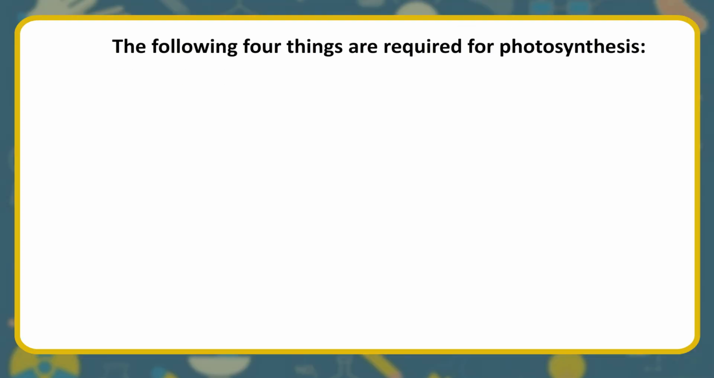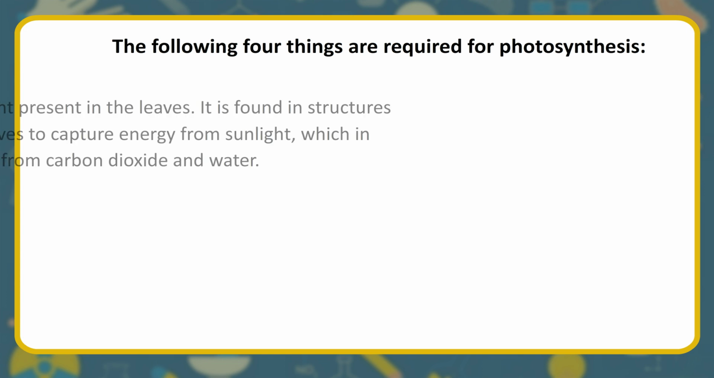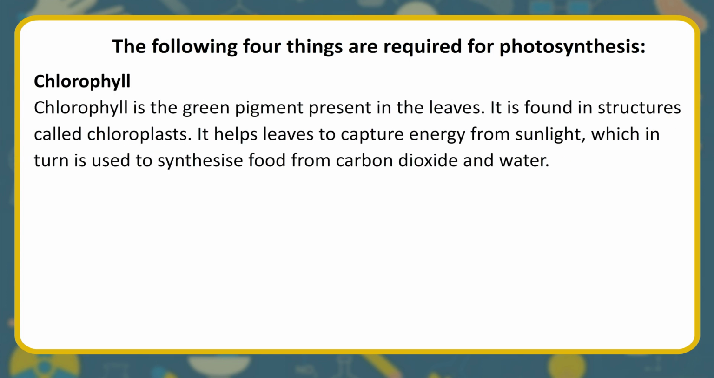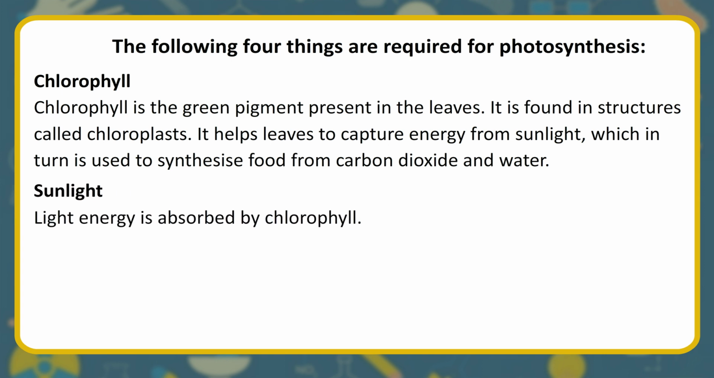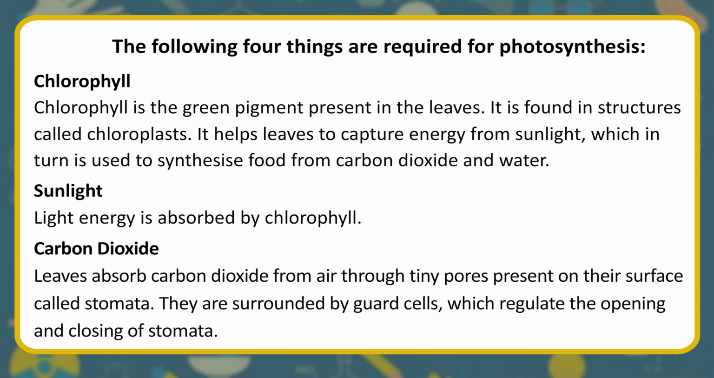The following four things are required for photosynthesis. Chlorophyll. Chlorophyll is the green pigment present in the leaves. It is found in structures called chloroplasts. It helps leaves to capture energy from sunlight, which in turn is used to synthesize food from carbon dioxide and water. Sunlight. Light energy is absorbed by chlorophyll. Carbon dioxide. Leaves absorb carbon dioxide from air through tiny pores present on their surface called stomata. They are surrounded by guard cells, which regulate the opening and closing of stomata.